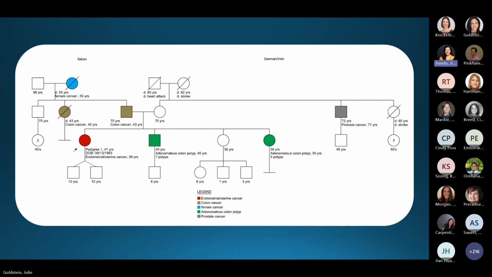Looks like we have a few more responses coming in, but overwhelmingly, it looks like Lynch syndrome was the answer. Great. I did my job, guys. So that's exactly right. The main thing to take away from this is we're seeing early onset endometrial cancer in the same family with colon cancer as well as colon polyps.